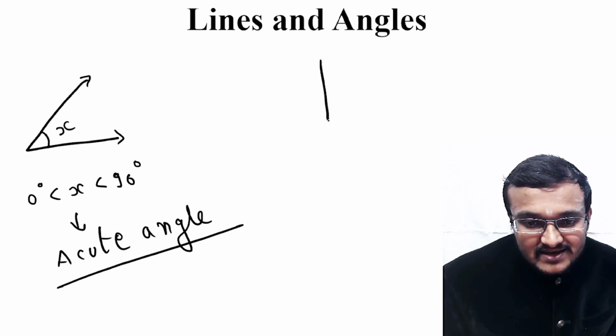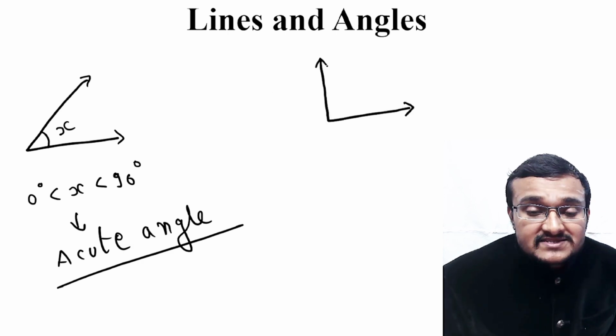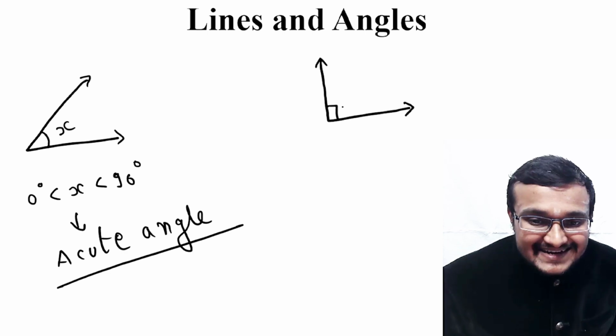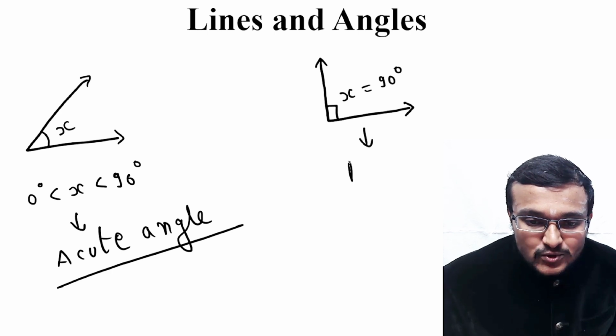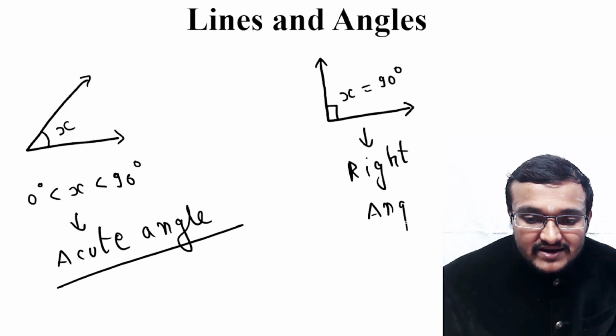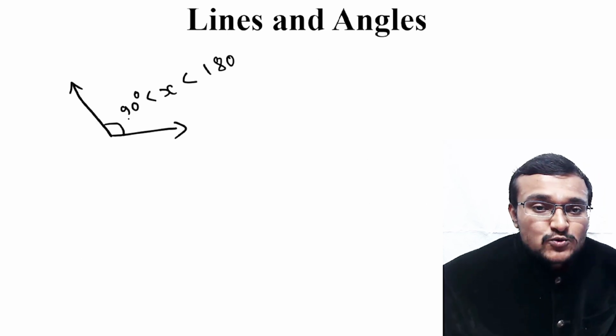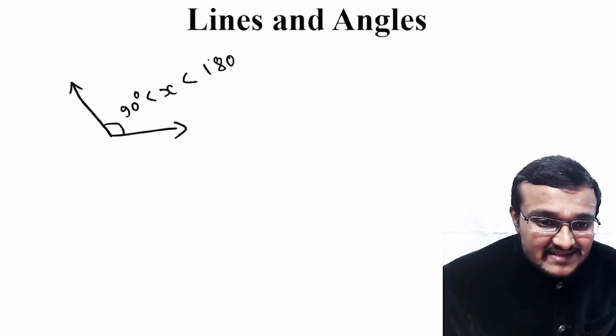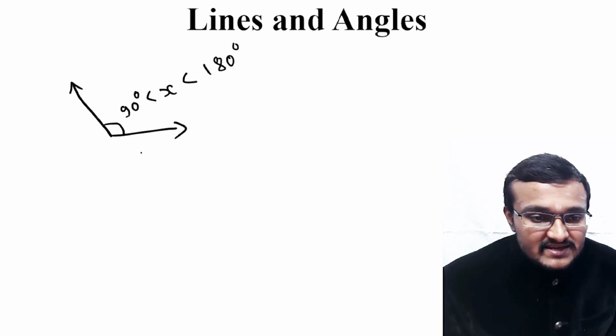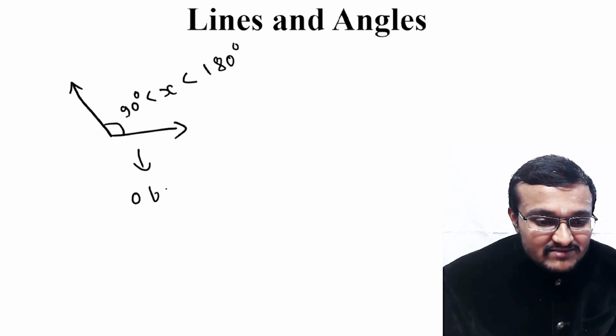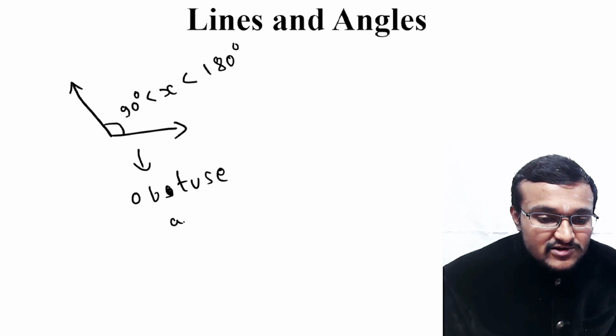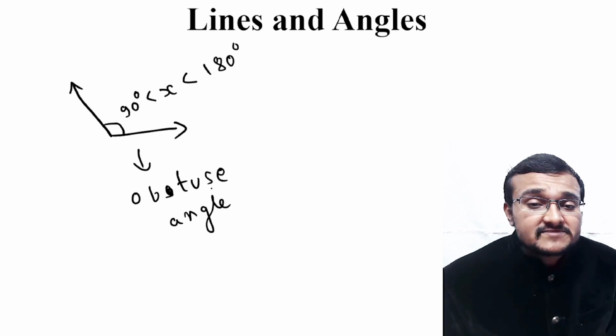Similarly, if the angle between two rays is equal to 90 degrees, so if I take this x which is equal to 90 degrees, then this is known as a right angle. If two rays form an angle which is greater than 90 degrees and less than 180 degrees, then this kind of angle is known as an obtuse angle.